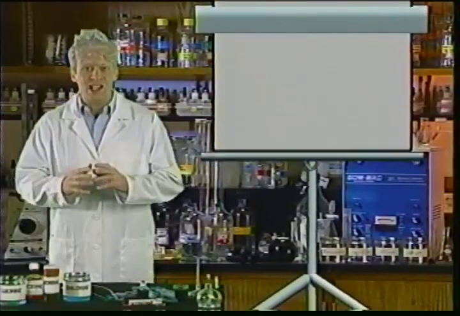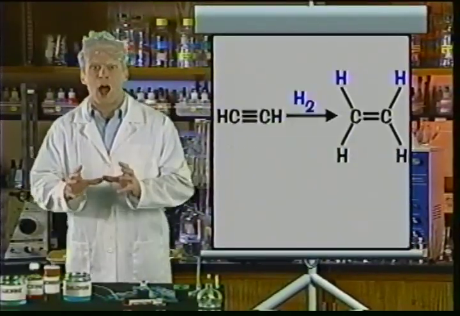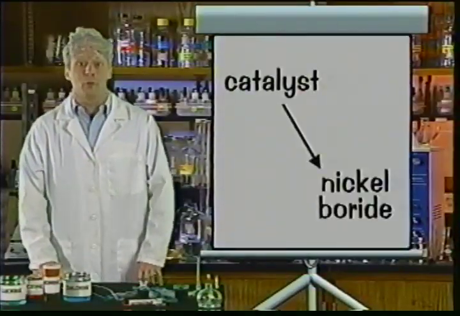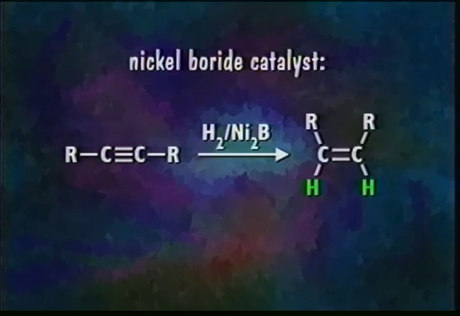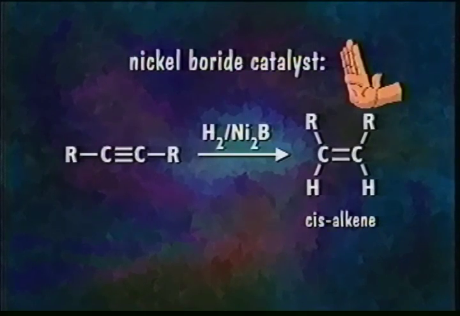When the organic chemists need the reduction to stop after the alkenes are produced, they use the catalyst nickel boride. When the hydrogen is added to an alkyne in the presence of this catalyst, 2 hydrogens are added to the same face of the double bond, yielding the less stable cis alkene, and the reaction stops right there. It's not reduced any further, and the product is a cis alkene.